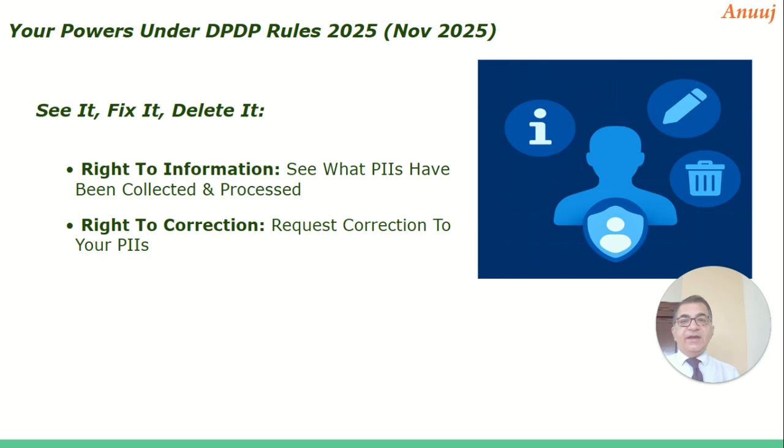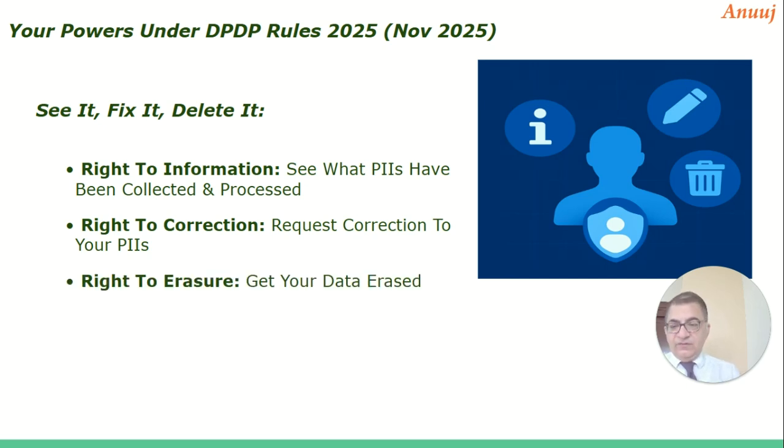Second is the right to correction. I get this information and I say, oh, you have my wrong phone number. Maybe that's the reason I am not receiving the marketing updates. Fine. So I should be able to fill up a form that says, okay, get my phone number updated. Right? So I have a right to correction of all my PIIs that you are storing with you.